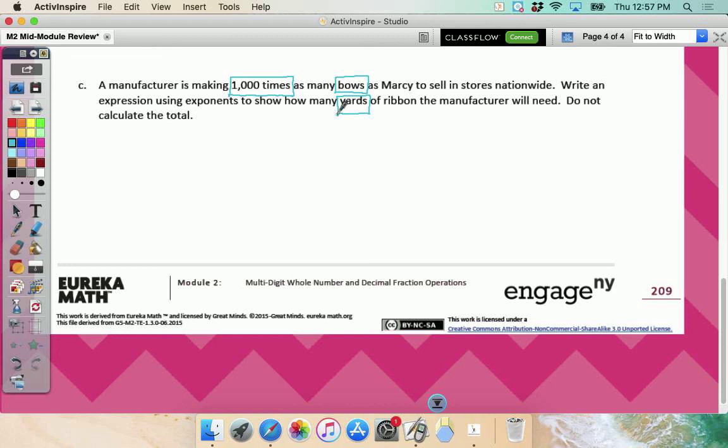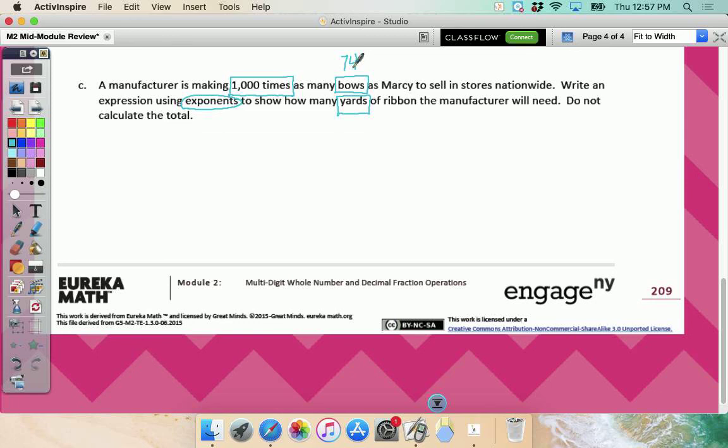And there's one more thing that's important. Does anybody know what it is? The exponents. Why don't we circle exponents? Okay, so here's what we need. How many bows did Marcy make? No. 74. Didn't we write ourselves a note at the top of the page? Oh, yeah. 74 bows. So put a 74 there.